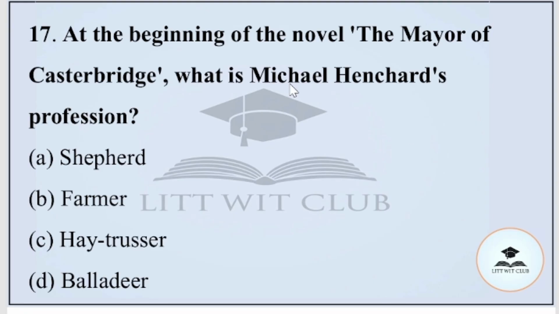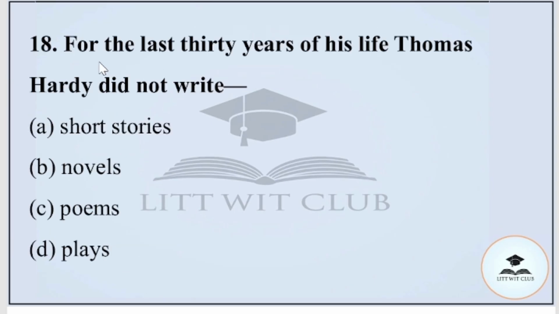Question number 17. At the beginning of the novel The Mayor of Casterbridge, what is Michael Henchard's profession? Options are shepherd, farmer, hairdresser, or balladeer. And the correct answer is hairdresser. Question number 18. For the last 30 years of his life, Thomas Hardy did not write short stories, novels, poems, or plays. And the correct answer is novels.